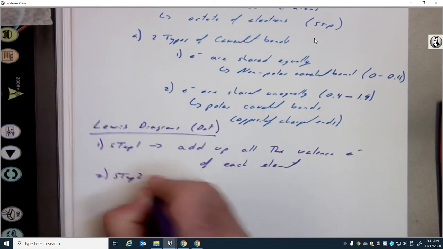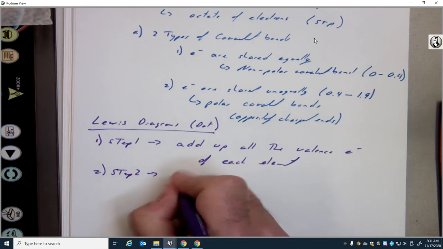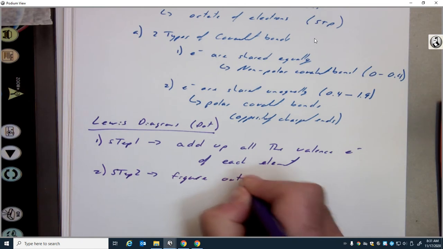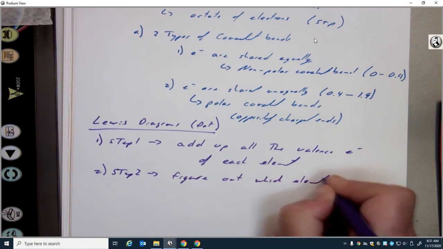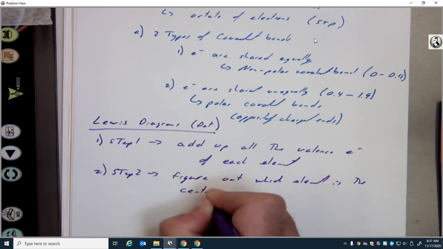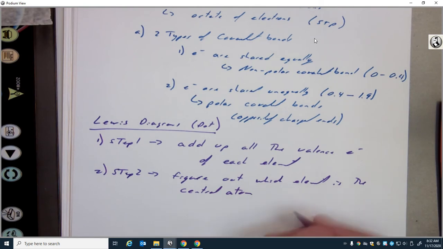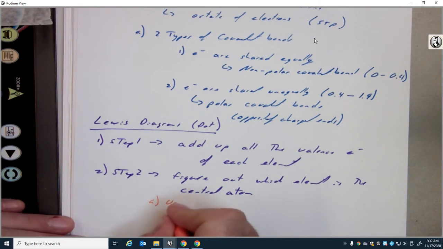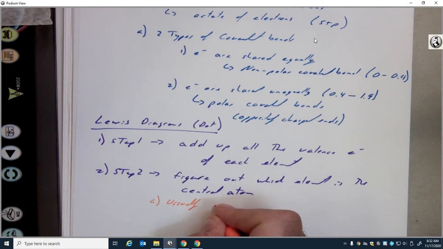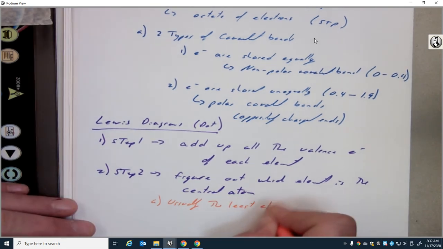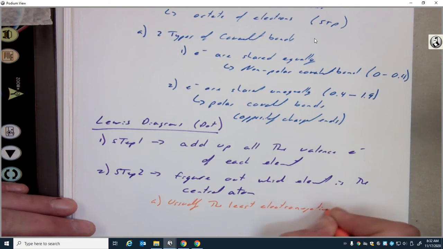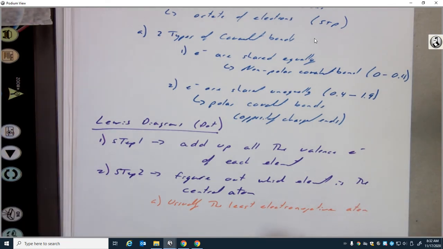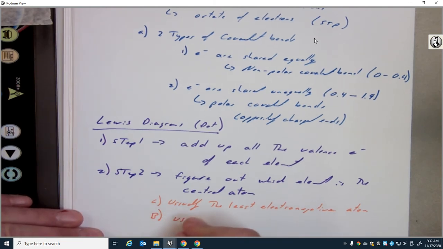Second step: figure out which element is the central atom. Now, there's two things that you should be able to do here. First of all, usually the least electronegative atom is the center atom. So usually the one that has the lowest electronegativity value is the central atom. But really, you're just going to use common sense.